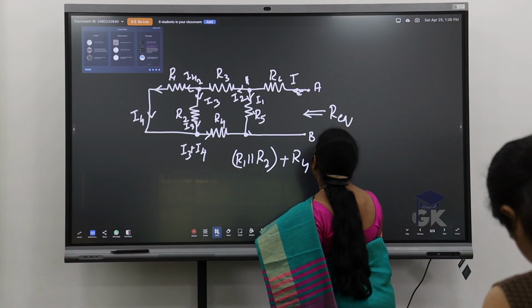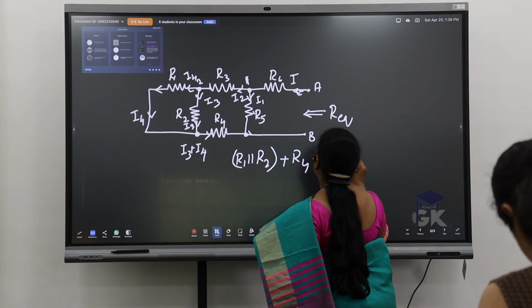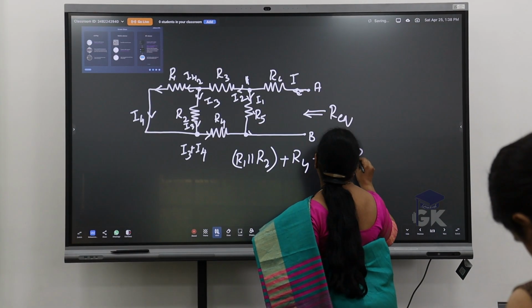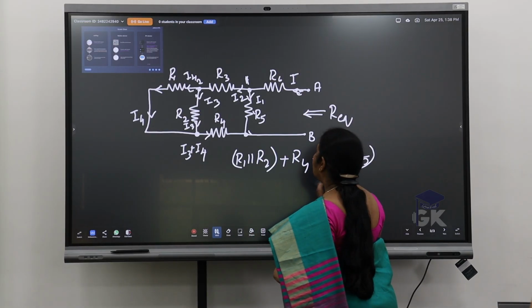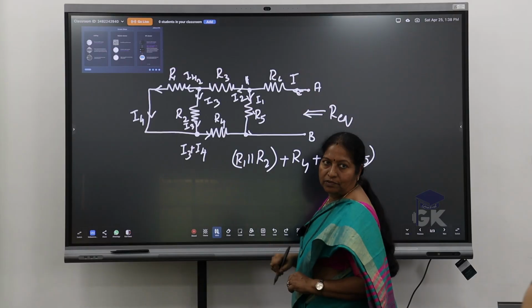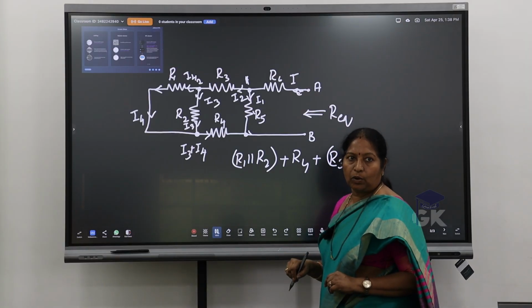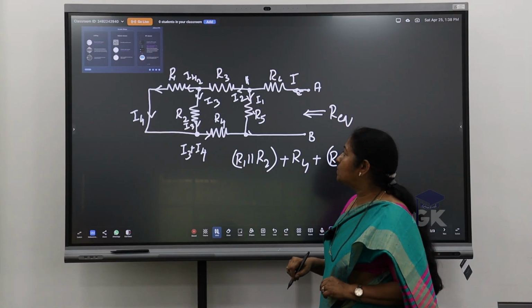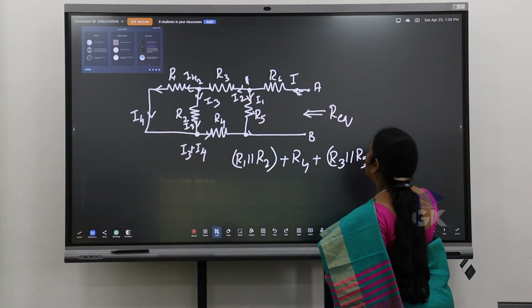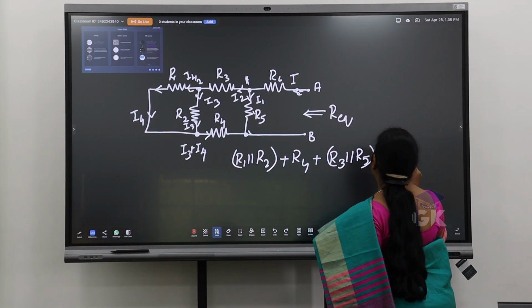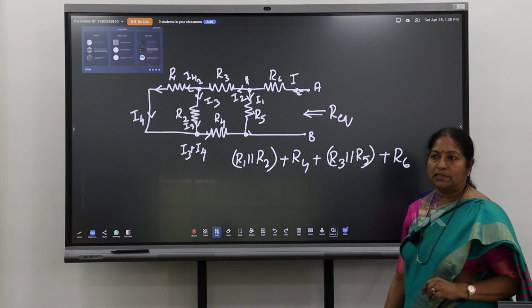And this is in series with this combination. Correct? Okay? This is in series with these two combined. So then what happens? R6. This is your equivalent resistance. Find it out.